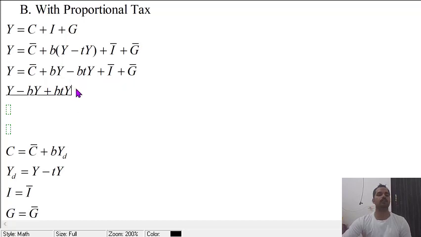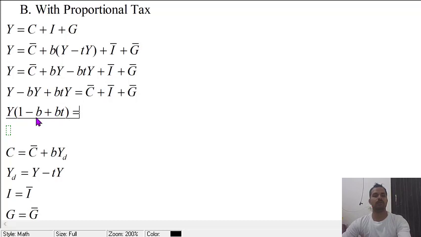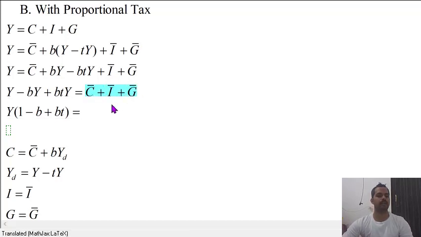So this will be our left hand side, and in the right hand side, as earlier, the autonomous components will remain as always. Now what has changed, you can see that when you take Y as common, in the bracket you have first 1, then minus b, then plus bt, or you can also write tb or bt, whatever, both will give you the same result. So this will be the change you can observe for the first time, because earlier there was only Y minus bY, but here we have Y minus bY plus btY, and this will remain the same.